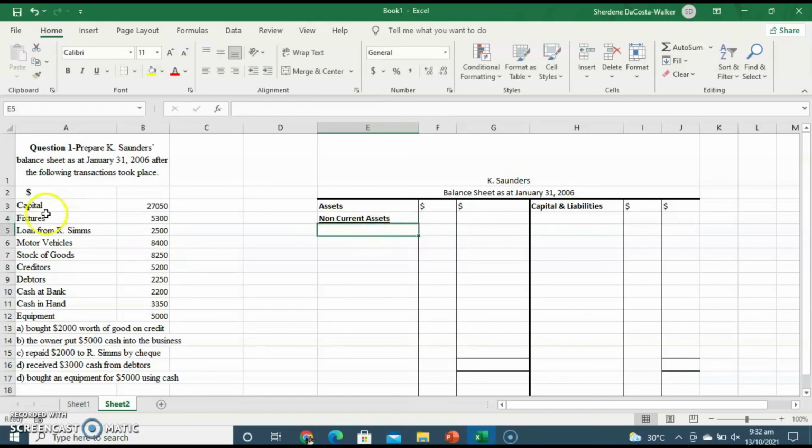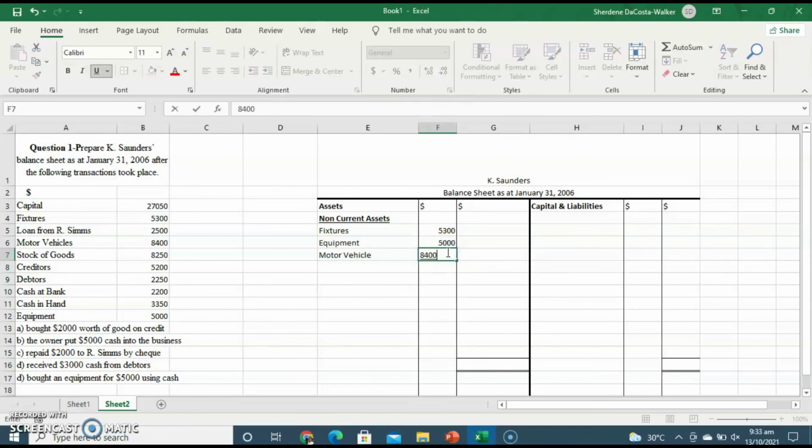The first one would be our fixtures because it will be in the business the longest. So that figure didn't change, so we just write it back. Then equipment will definitely be a bit longer in the business because that's what we're going to be using on a day-to-day. We're going to be using throughout the years. We're going to have that first, and then we have our motor vehicle because motor vehicle can be easily sold. All right, so we're going to have that. Motor vehicle didn't change, so we add that. Then we're going to ensure that we add up all the figures.